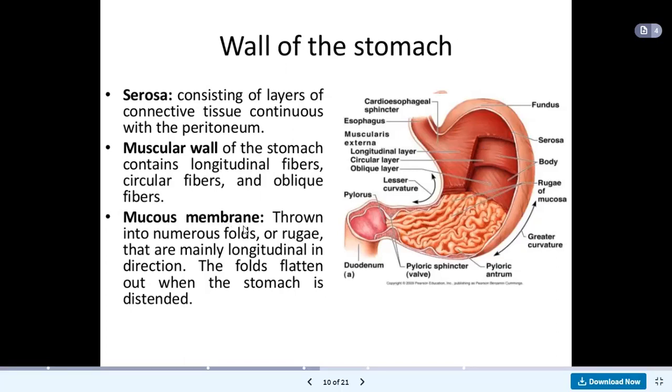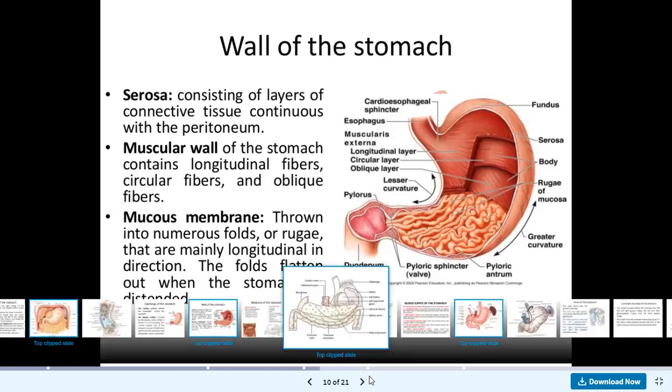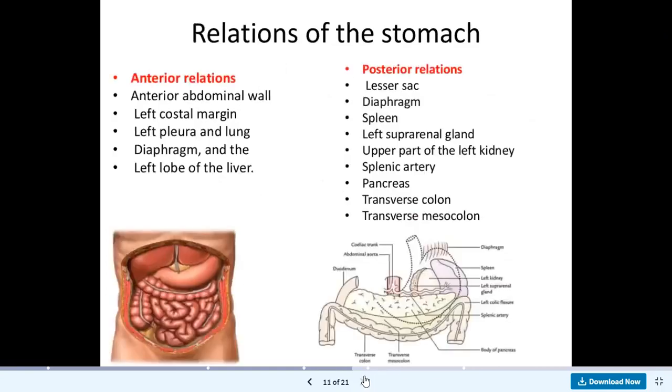Then we'll have the mucous membrane, which is thrown into numerous folds or rugae. I mentioned this rugae in the previous slide. So you see these folds here, these stomach folds are what we call the rugae. They are mainly longitudinal in direction. The folds flatten out when the stomach is distended. So when the stomach stretches, these folds become flat. Okay, good. Now let's go to the blood supply.